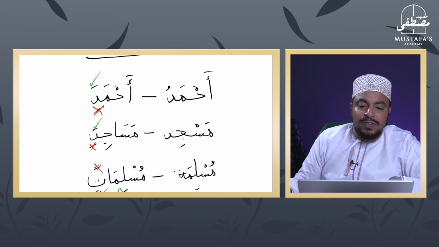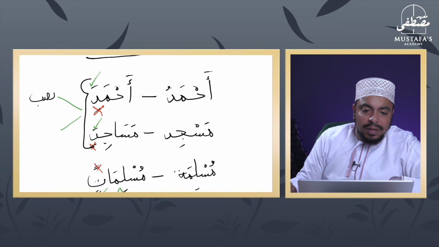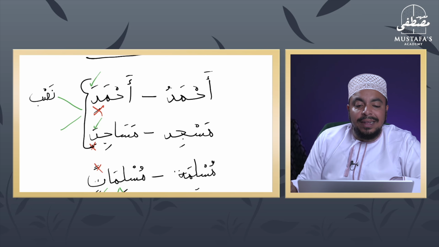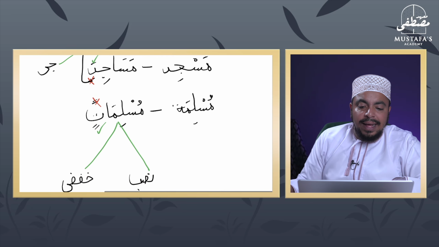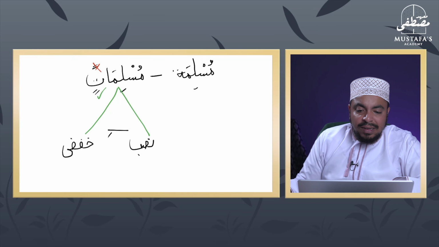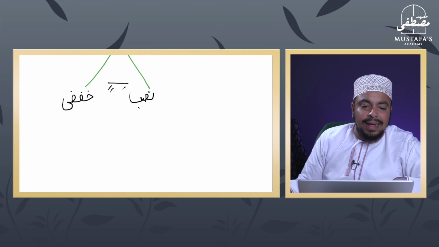Understood? And when it comes to these two, what would you do? You would say, okay, in the state of nasb, it will be fatha. And in a state of khafd, which is jar, isn't it? It will be fatha. That's it. It will be the fatha. But with this one, it will be the kasra or kasratain. Such as that. And that's very clear.